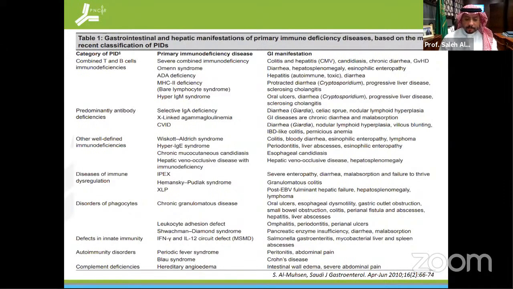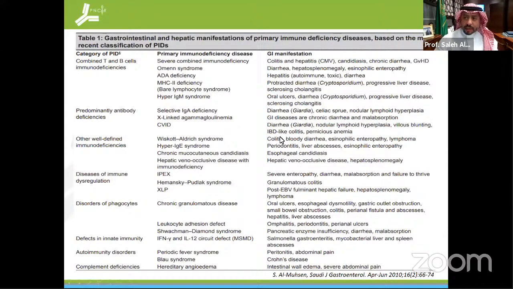Patients with hereditary angioedema, which is also part of the primary immune deficiency profile, can present with severe complications of severe abdominal pain because of intestinal wall edema.